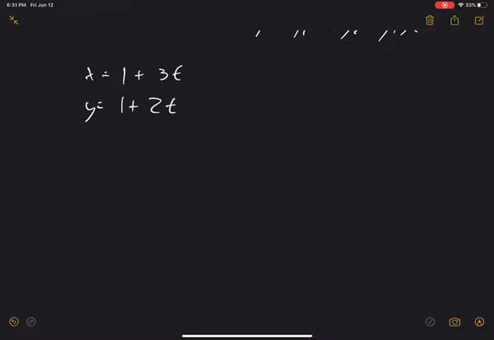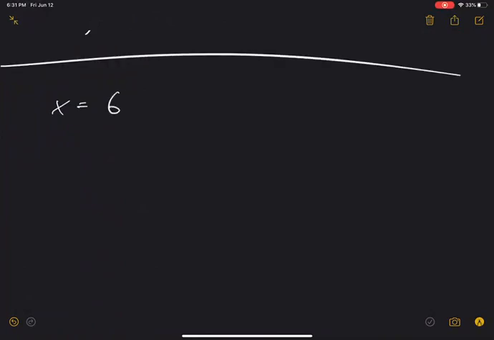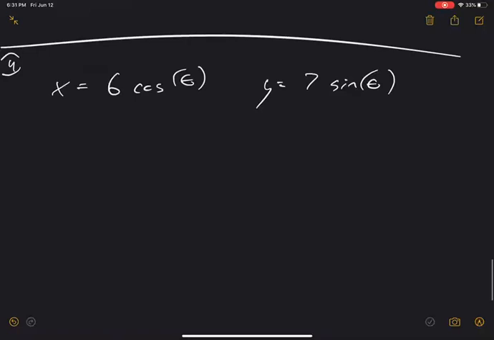All right, number 9. This is a good one, and this covers that topic I wanted to discuss: eliminating the parameter when we have trig stuff. This is something I didn't cover in the lecture video. Again, the graphing's straightforward, just making your table. Okay, let's eliminate the parameter. So let's say we have, in number 9, x equals 6 times cosine theta, and y equals 7 sine theta. And we want to eliminate the parameter.